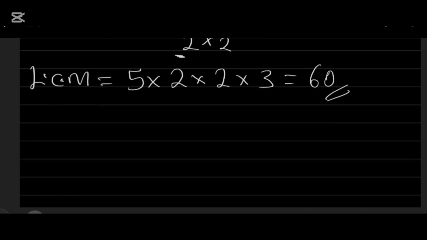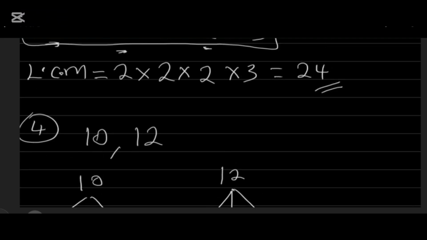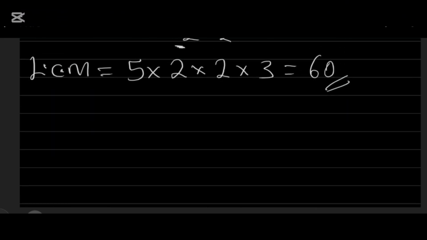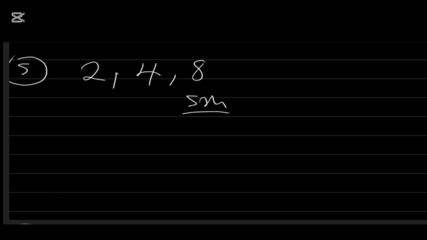Now, if we want to find LCM between more than two numbers, because sometimes we are going to be asked to find LCM between so many numbers. Let's say in this case, we want to find the LCM between 2, 4, and 8. Okay, so what we are going to do is 2 itself is already a prime number.